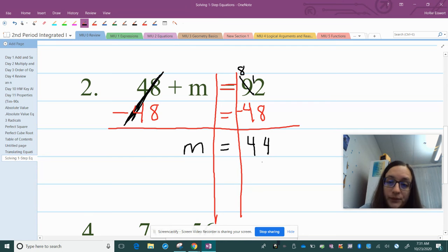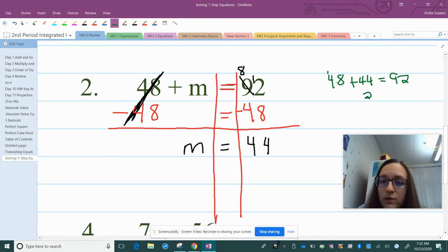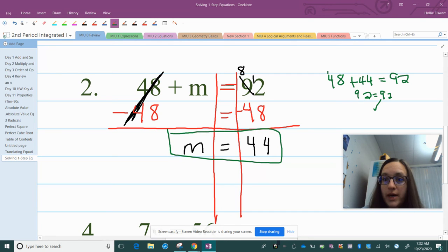And then we can do a little check here. I said I'd do my checks in green, so we plug it back in. So if we have 48 plus 44 is equal to 92, well, let's check. 8 and 4 is 12. Carry the 1. 4 and 4 is 8 plus 1 is 9. 92 equals 92. Those are the same numbers. We know that for sure. m is 44. We know it.